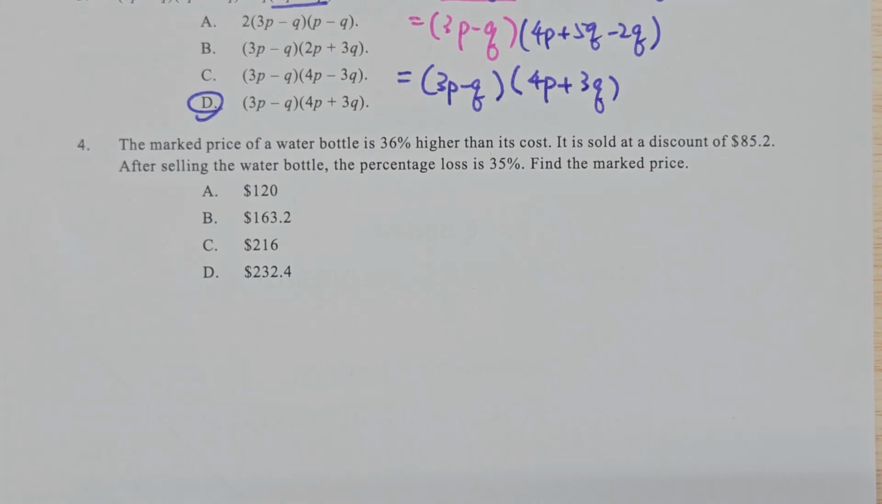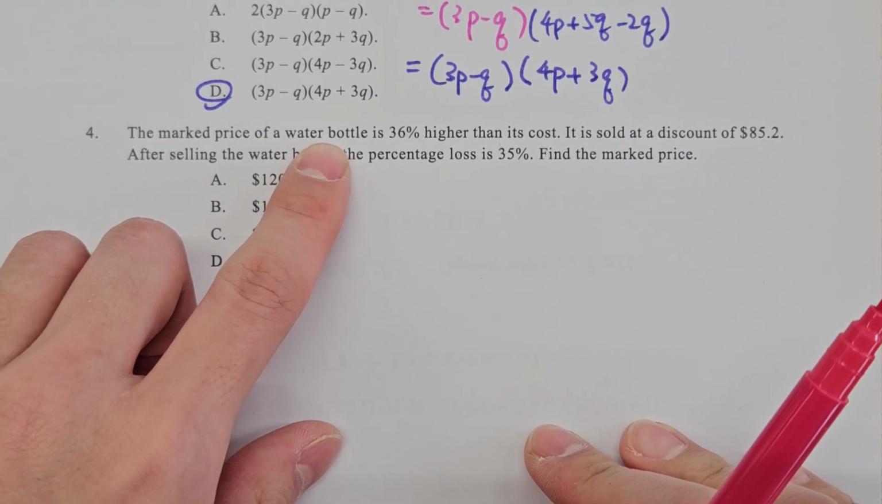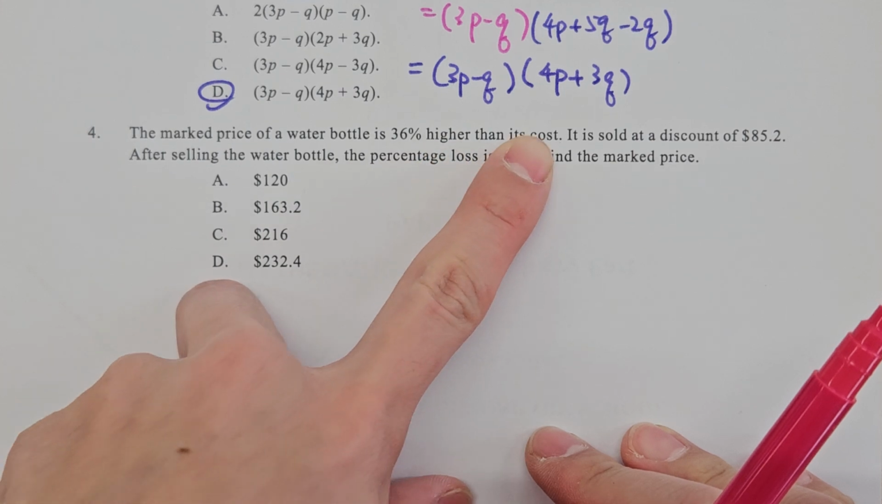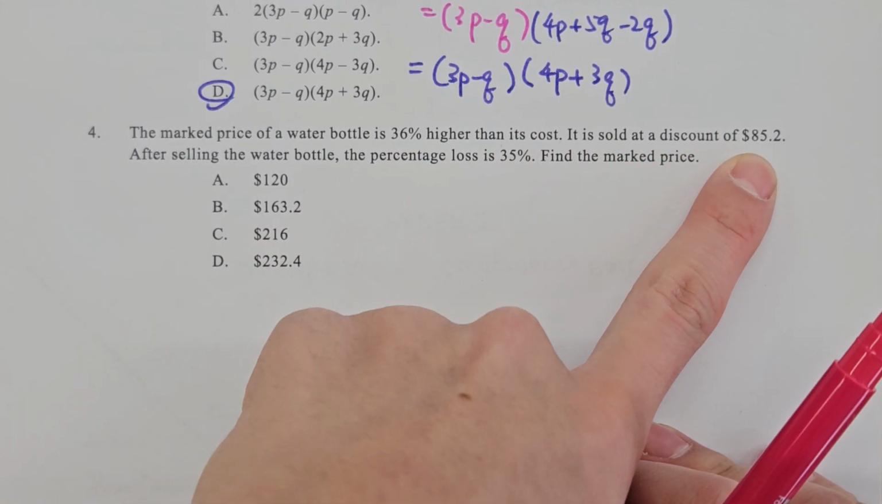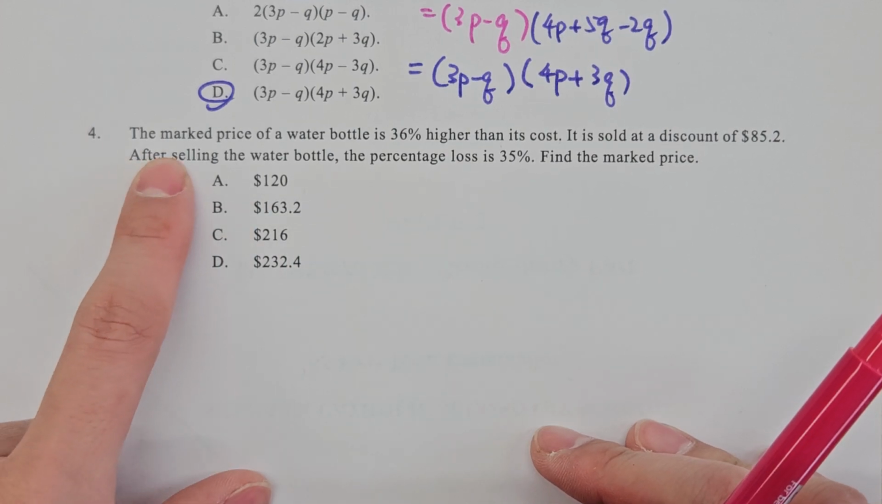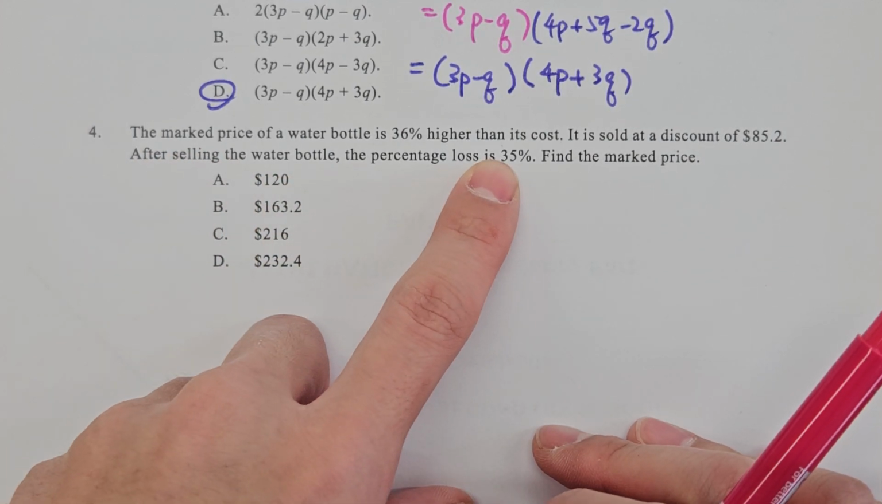So for question 4, it's about the percentage, market price, selling price, and the cost. The market price of a water bottle is 36% higher than its cost. It's sold at a discount of $85.2. After selling the water bottle, the percentage loss is 35%.